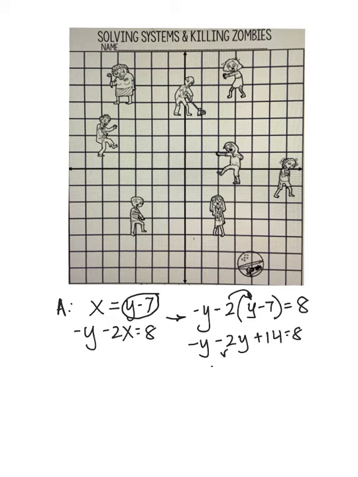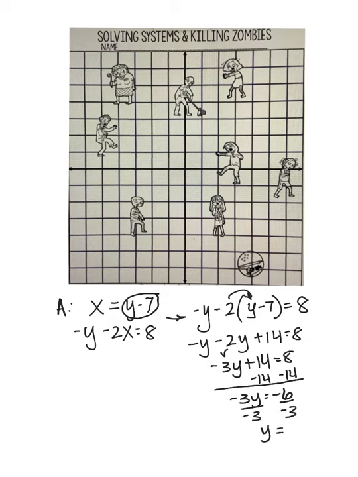I'm going to combine like terms. I'm going to subtract 14 from both sides. So that gives me negative 3y equals negative 6. Divide both sides by negative 3, and we get y is 2. So we're halfway there. Now, let's take it back.